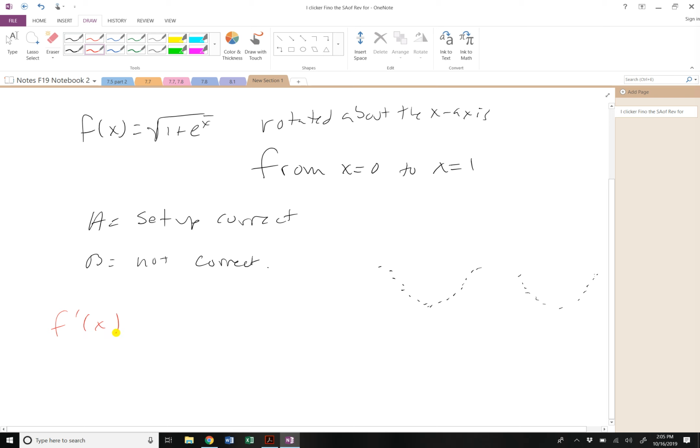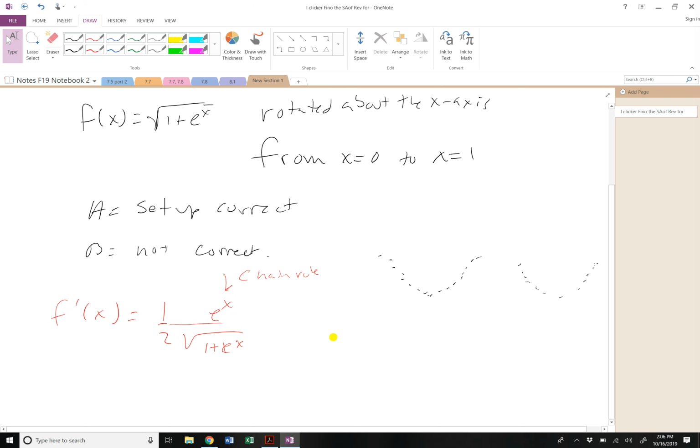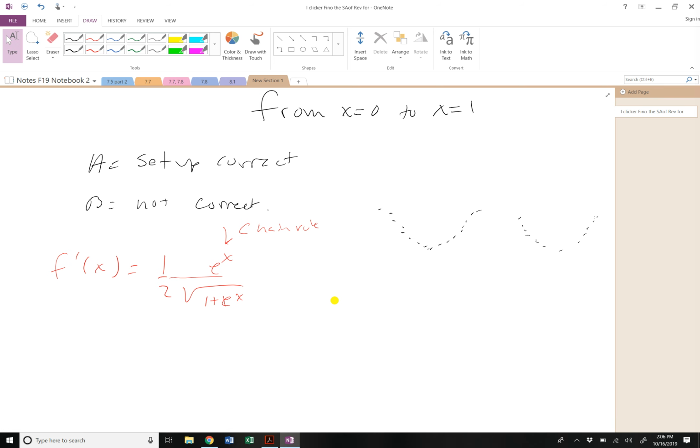Okay, so first let's figure out our derivative. So we're going to get 1/2 the square root of 1 plus e to the x times e to the x. This comes from the chain rule. And now I can use the surface area formula, which we'll talk about in a minute. So I'm going to have 2 pi times the radius.